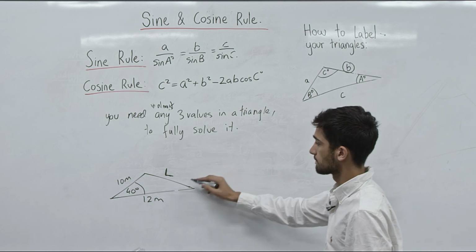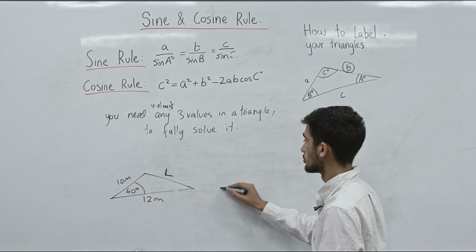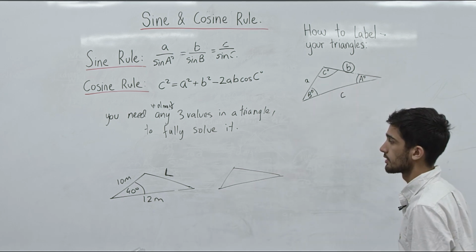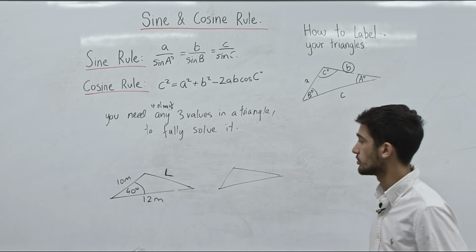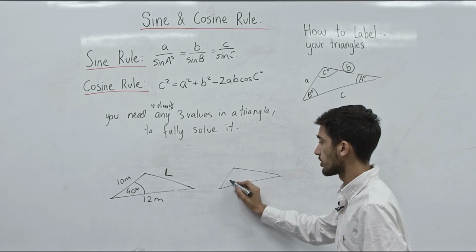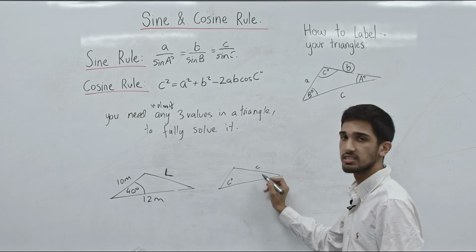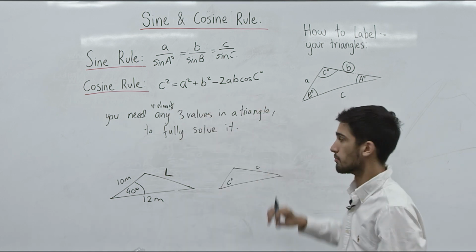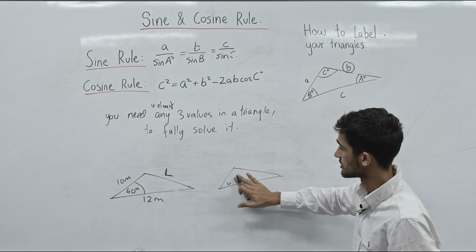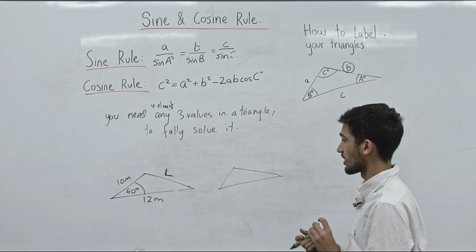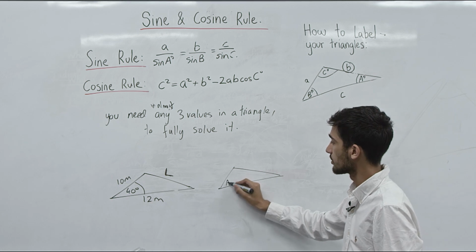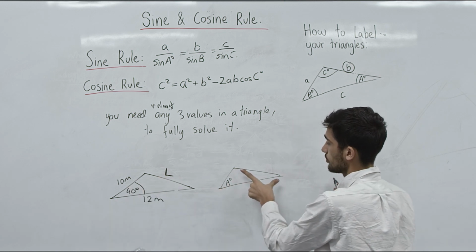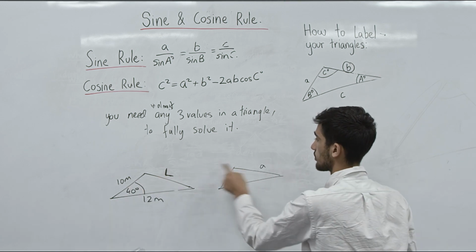Like I've always said, label your triangle by drawing another one beside it and giving it the letters A, B, and C. In this case, it's really up to you to decide how you want to label it. I would personally call this angle C and this side C, because I know we're trying to find it using the cosine rule. But let's say you're an inexperienced student, and you call this the angle A. That's perfectly fine. If this is the angle A, what it opens up to is the side length A, which is actually what our L is.